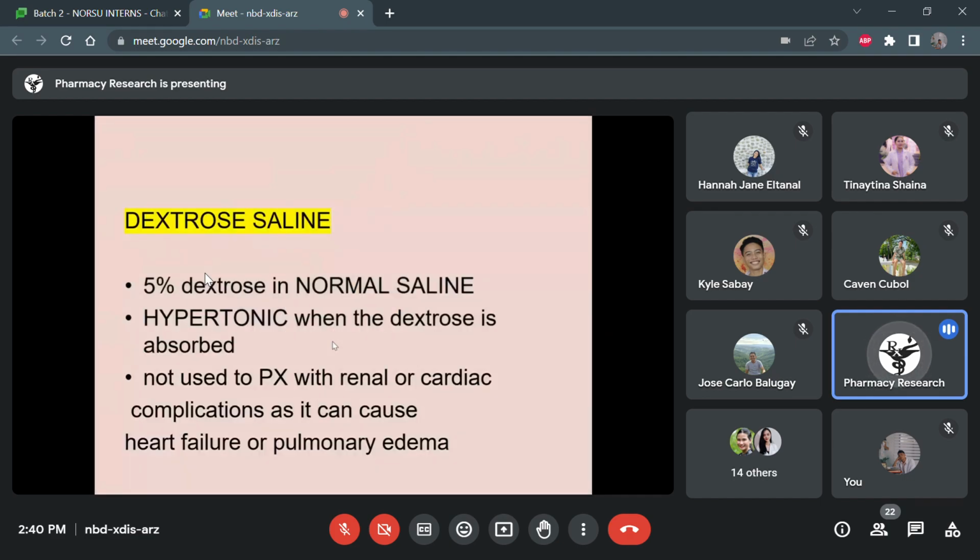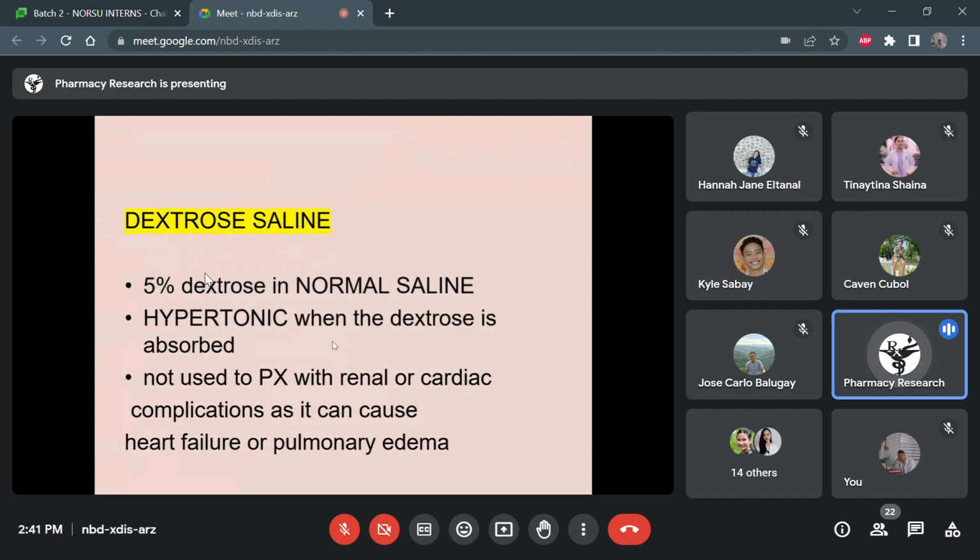Dextrose saline is 5% dextrose in normal saline. It is hypertonic only when the dextrose is absorbed, but the 5% dextrose itself, before it is used, is hypotonic. So it is not used in patients with renal or cardiac complications since it can cause heart failure or pulmonary edema.